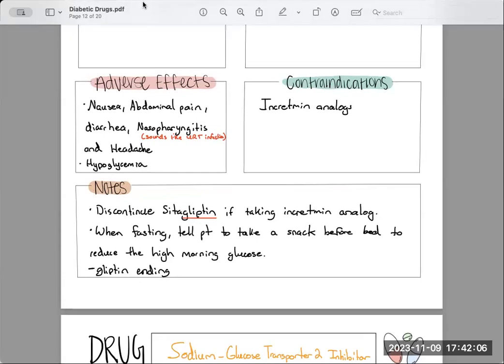And if they're fasting, we want to tell a patient to take a snack before bed to reduce really high morning sugar. Because sometimes what happens is that you give them this and it might drop too low, or you don't take anything and the sugar levels might just get out of whack. So we want them just to have a little something, because when you're fasting, your body undergoes stress. So that means their sugar levels are going to increase. So if you actually take a snack, it actually helps lower it.